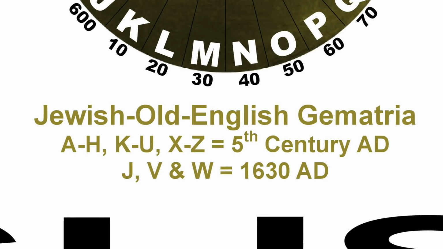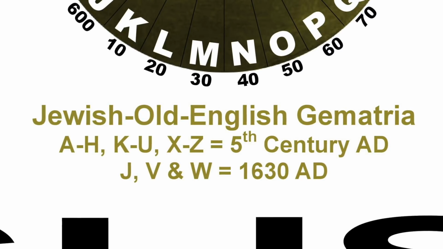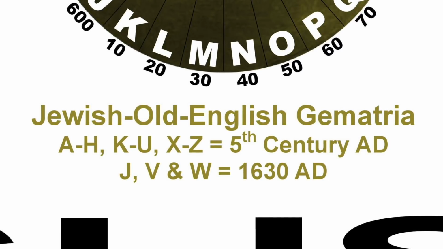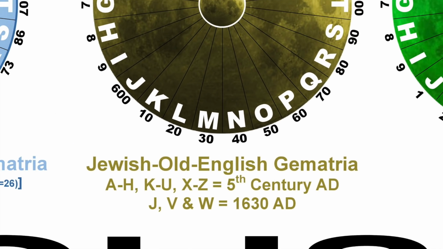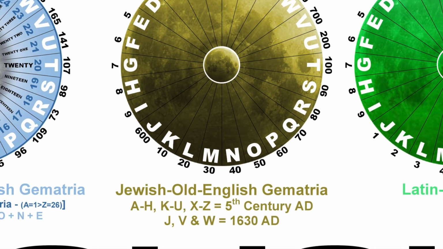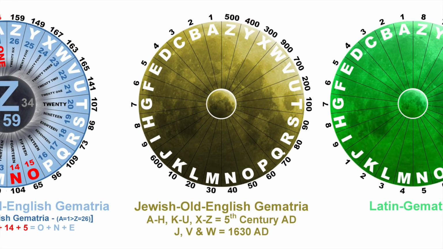With regard to Jewish Old English Gematria, imagine, if you will, the letters J, V and W being added to the end of what was at the time a 23-letter English alphabet, and their numbering being in accordance with an increment of 100 after the letter Z, which had a value of 500, resulting in J and V having a value of 600 and 700 respectively.